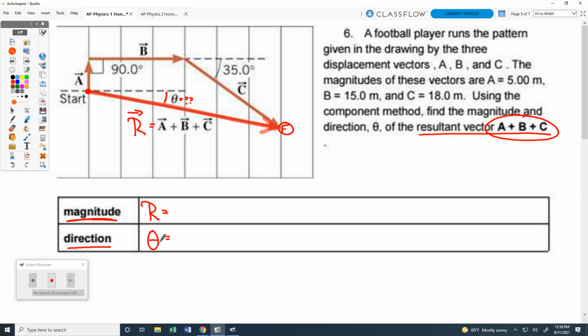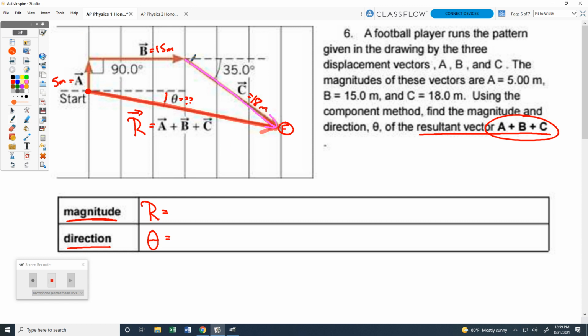I can't just take the fact that A is 5 meters, B is 15 meters, and C is 18 meters. To get the magnitude, I don't just add them together. I can't go 5 plus 15 plus 18 and say that's 38, I'm done. 38 meters would be wrong for part A. What I need to do is use a little bit of the component method to break up my vectors. I'm going to take vector C here. Because it is not up and down, north and south, and it's not downfield or east and west, it's kind of diagonal.